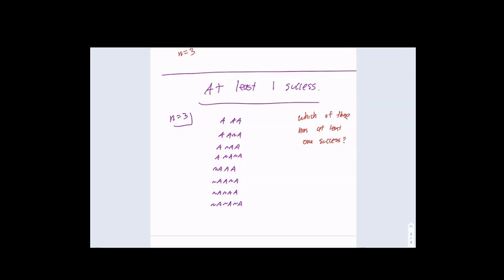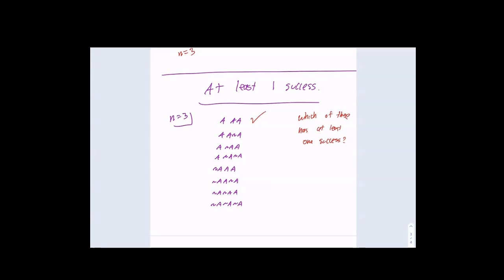So it's success, success, success. How many successes happen in that very top one? We were looking for an A. We were looking for at least one A. How many A's happened? Three. So there were three successes. Is that at least one success? Yes.